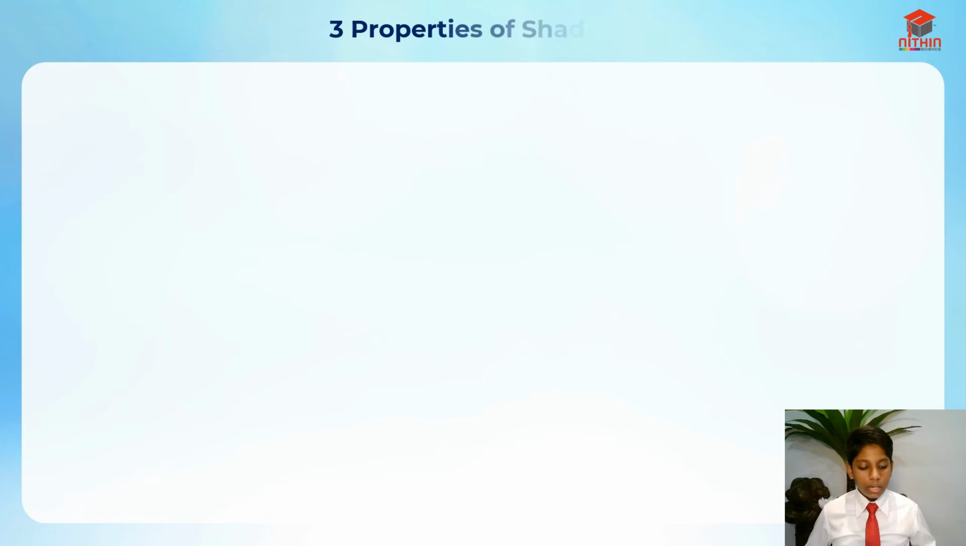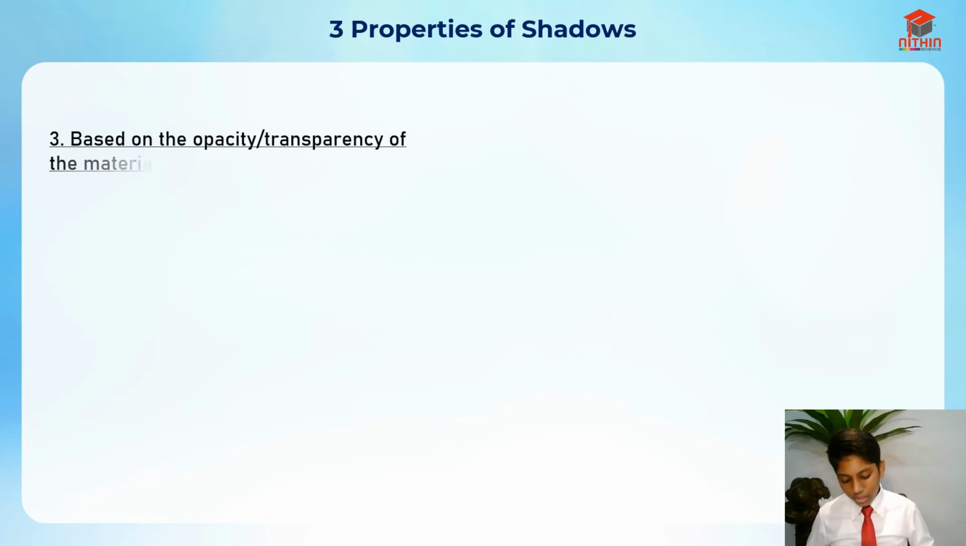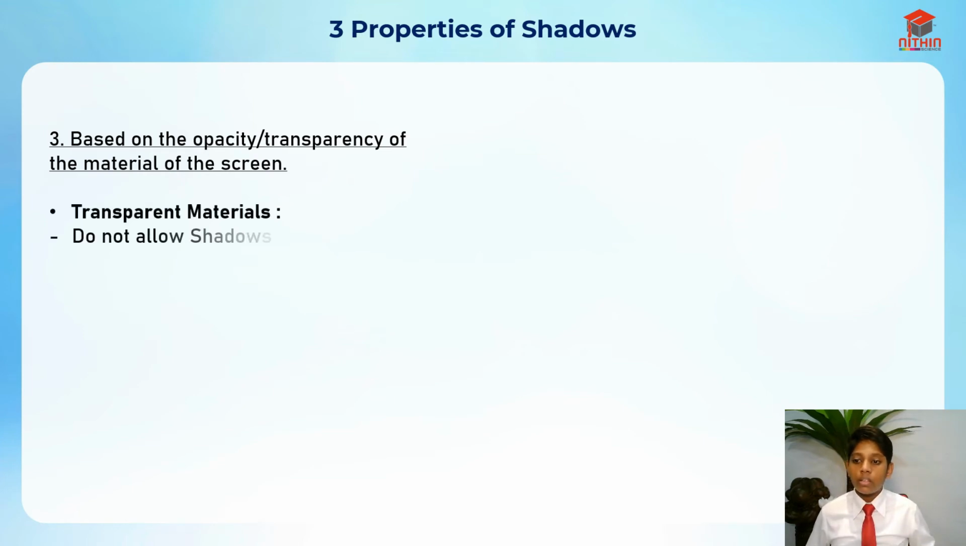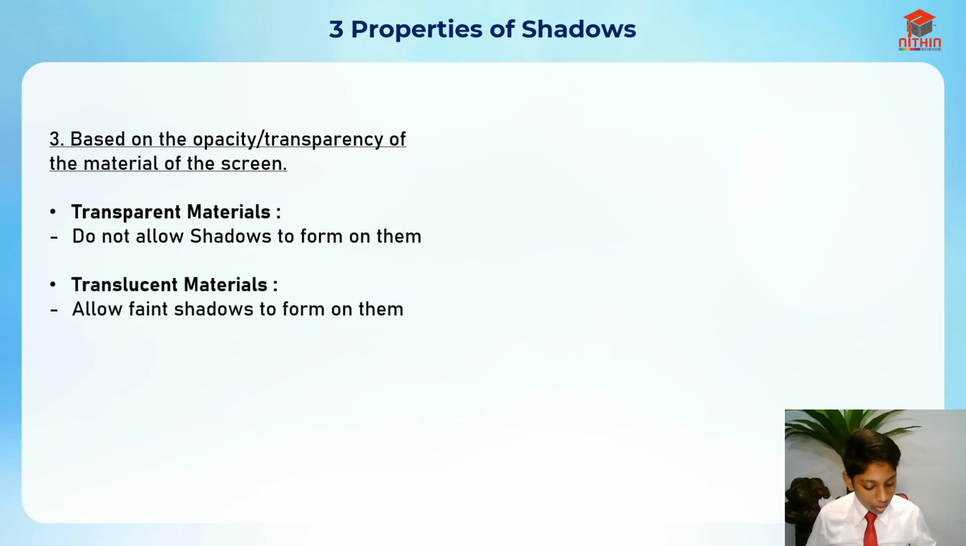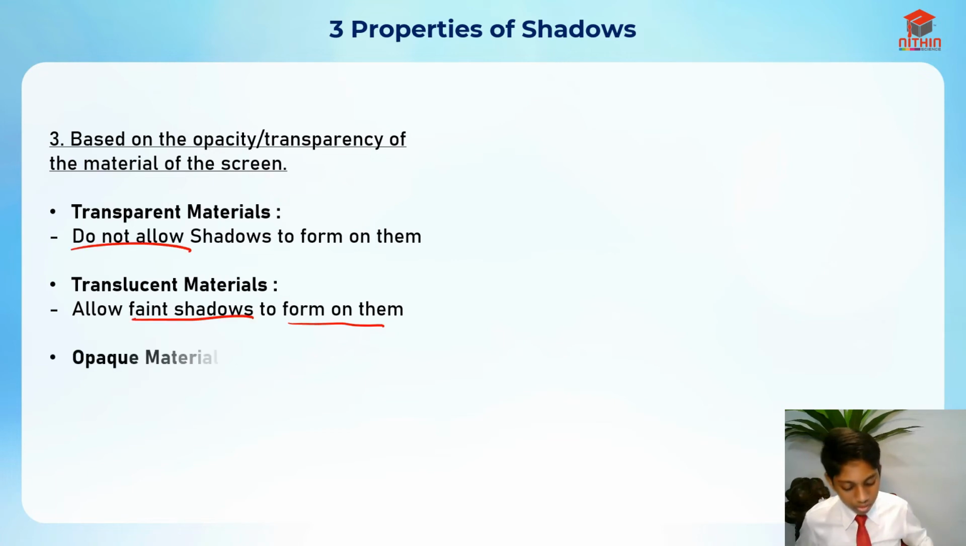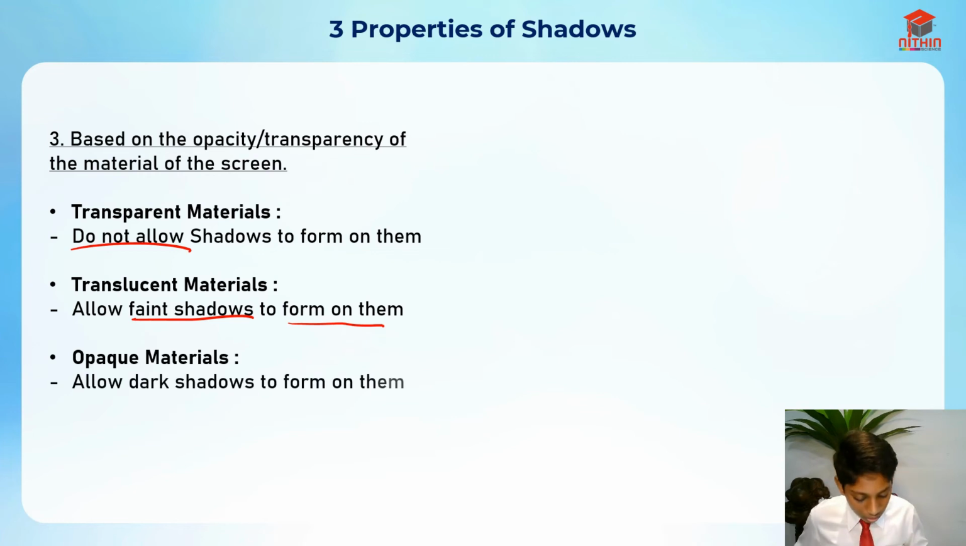If you take a look at number 3, it is based on the opacity or transparency of the material of the screen. Again, transparent materials do not allow shadows to form on them. Translucent materials allow faint shadows to form on them. Opaque materials allow dark shadows. This is when the material itself is the screen.